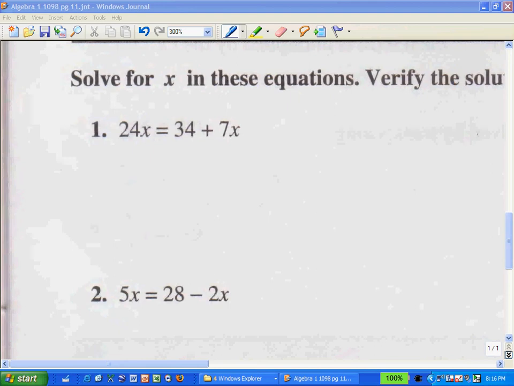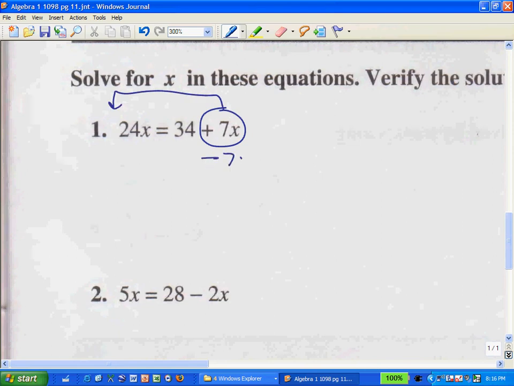Looking at problem number 1, I want to get this 7x here over to this side of the equal sign. So what I'm going to do is subtract 7x here. And that's going to cancel because 7x minus 7x is 0. But what I do to one side, I have to do to the other side to keep the equation equal. So I'm going to subtract 7x from this side. 24x minus 7x is 17x equals 34.